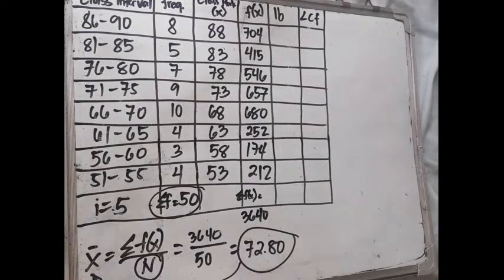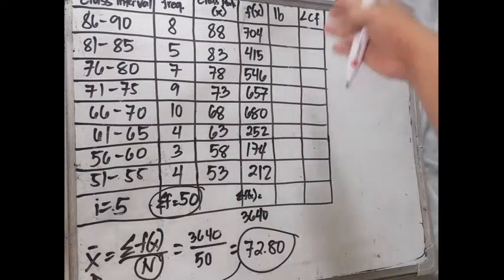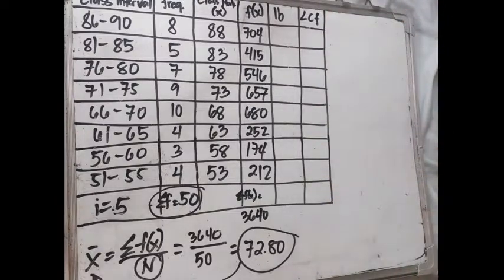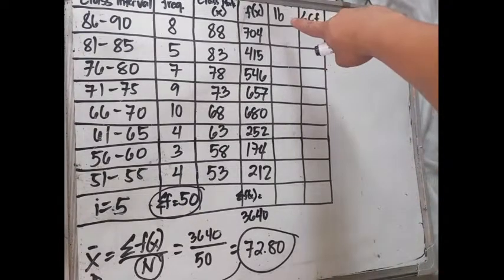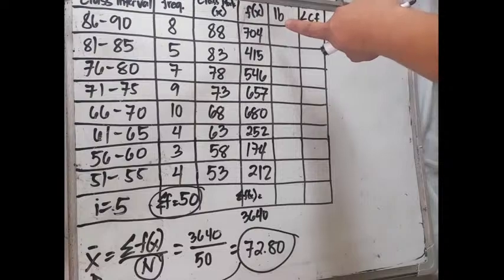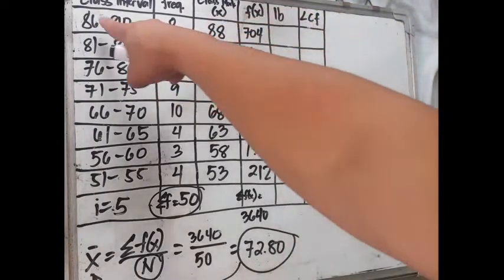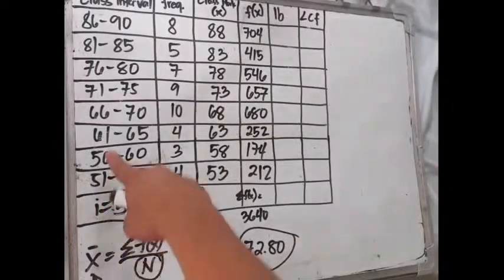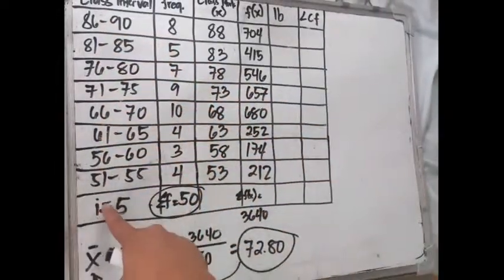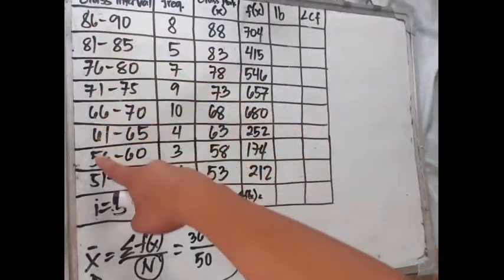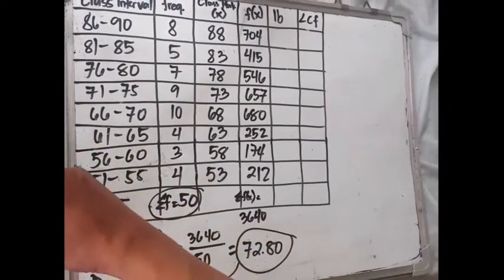Next, tapos na tayo sa mean, we will proceed to median. So in order to find the value of the median, first, again, we need to find the lower boundary and the less than cumulative frequency. So lower boundary, how to find the lower boundary? Lower boundary, itong first lower limit, ito yung lower limit natin. Minusan lang natin yan ng 0.5.